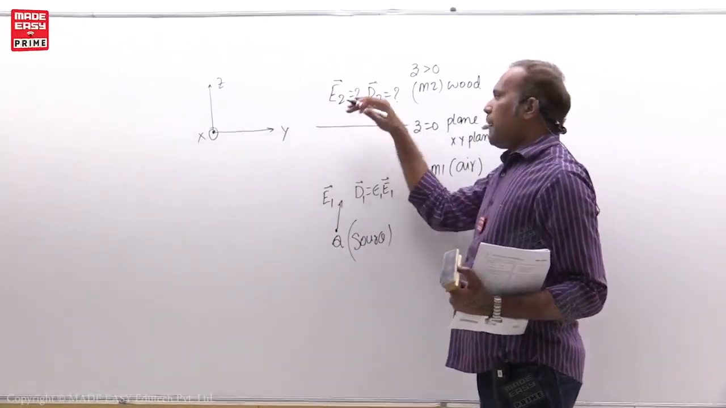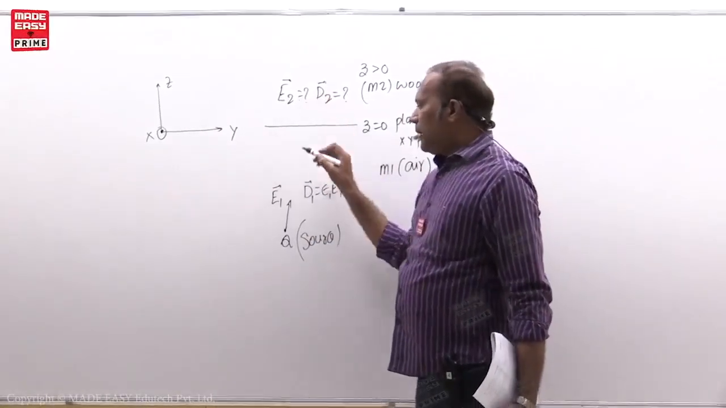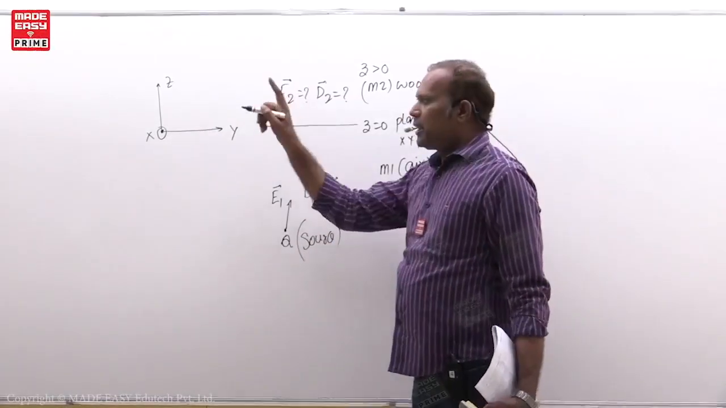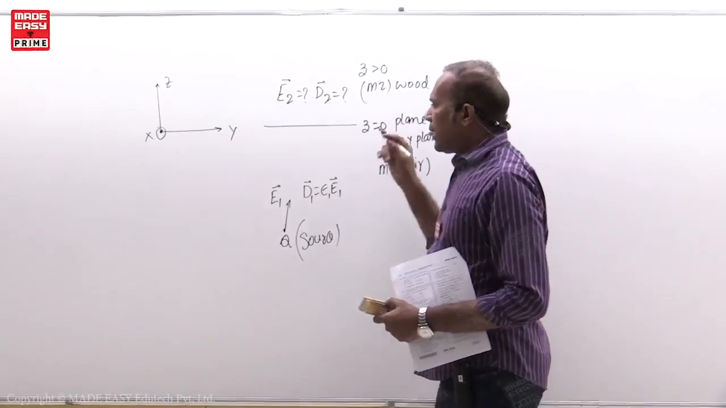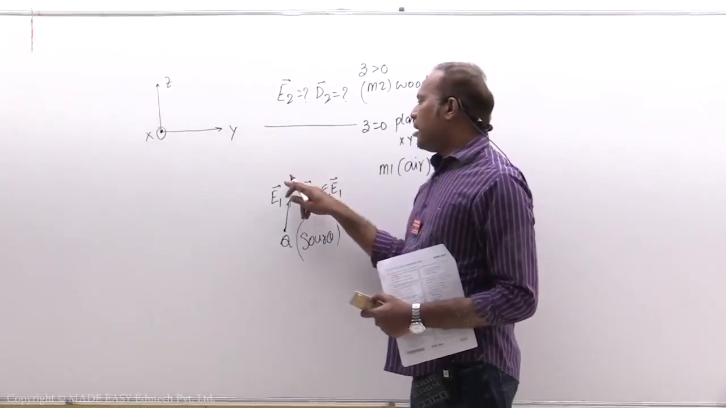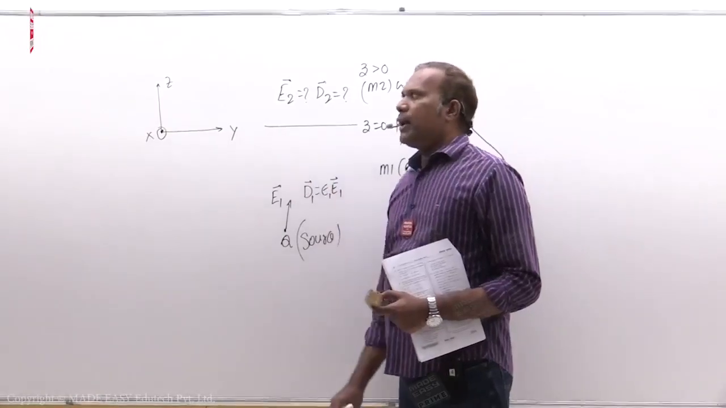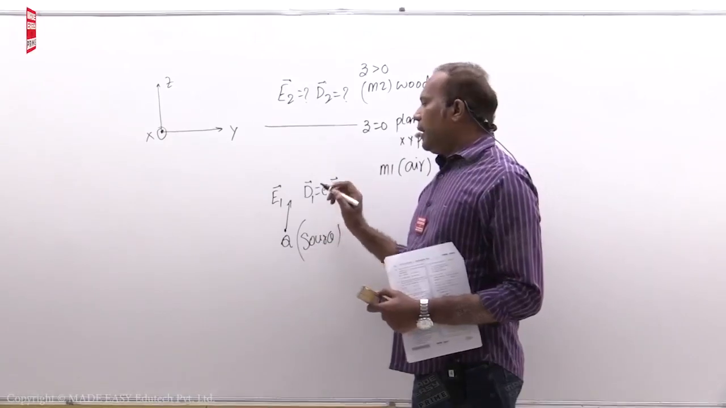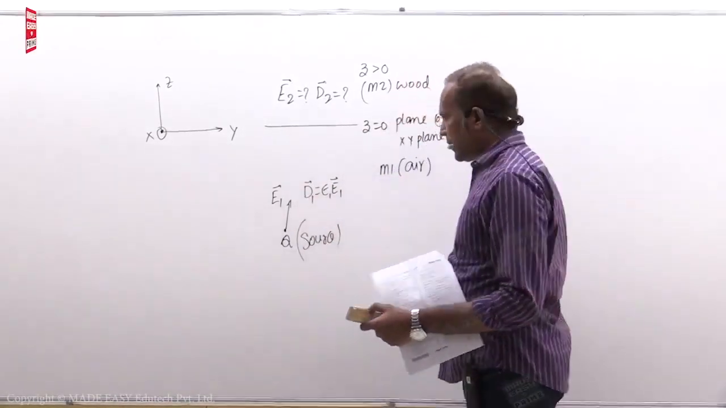So these fields in medium 2 can be calculated when fields in medium 1 are given by using the boundary conditions. Boundary conditions means the relations between fields of medium 1 and fields of medium 2. We have to see what those boundary conditions are.